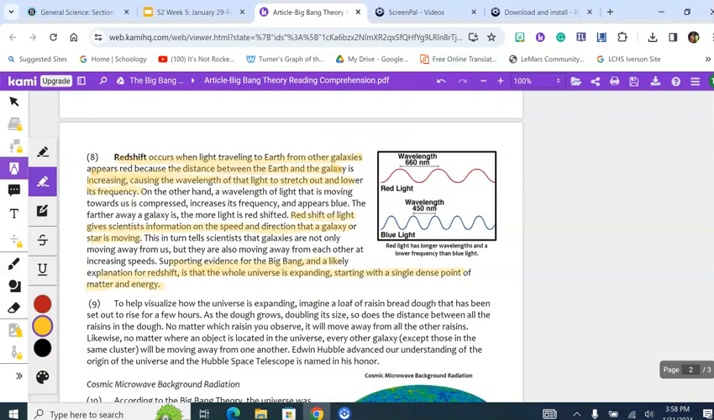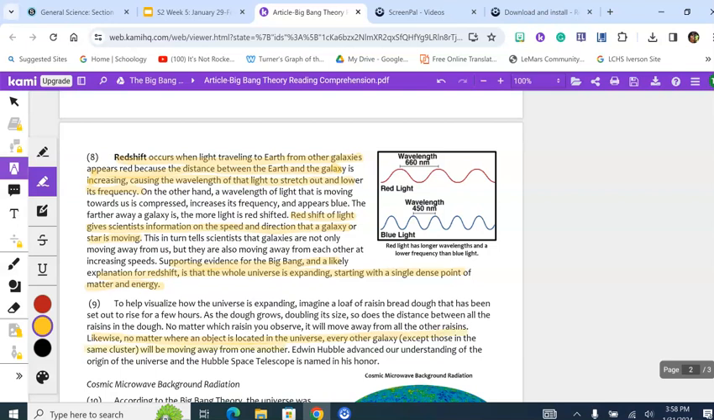Paragraph 9. To help visualize how the universe is expanding, imagine a loaf of raisin bread dough that has been set out to rise for a few hours. As the dough grows, doubling in size, so does the distance between all the raisins in the dough. No matter which raisin you observe, it will move away from all other raisins. Likewise, no matter where an object is located in the universe, every other galaxy, except those in the same cluster, will be moving away from one another. So again, if you would highlight this.